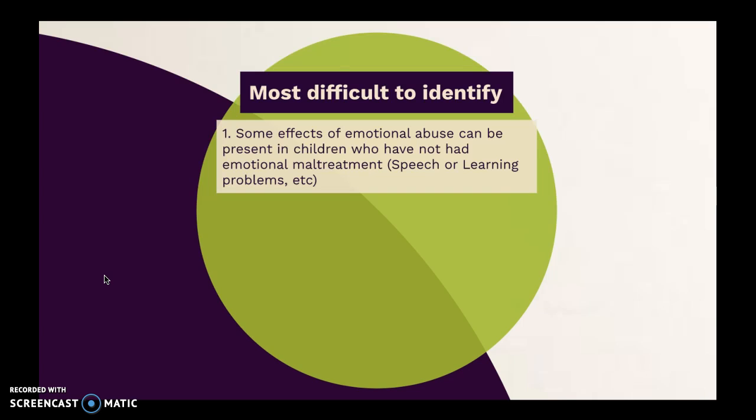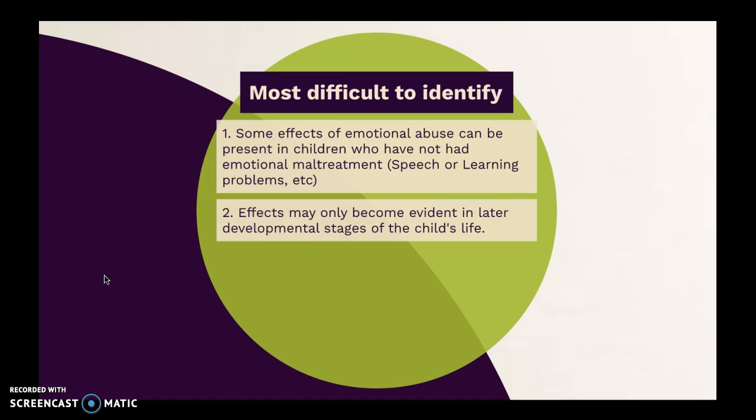This can include speech or learning problems or other disorders that involve physical development lacks that can also be present in those that have not sustained any type of abuse. Second, the effects may only become evident in later developmental stages of a child's life. So we might see something that looks like abuse, but if we base our judgment off of the child's outcome and it doesn't look like the child was that affected, they may not be affected in that moment and it might have an effect later on in life.